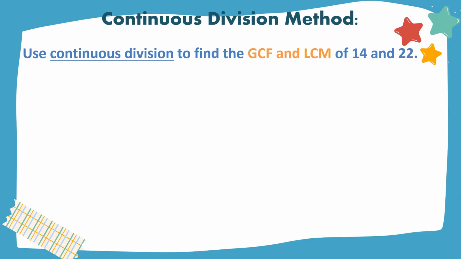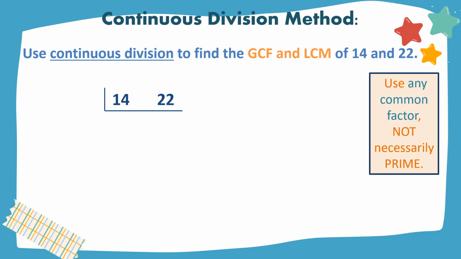At this time, let's use another method, which is continuous division, to find the GCF and LCM of 14 and 22. So write 14 and 22 horizontally and also the inverted division bar. Now in this method, you can use any common factor.